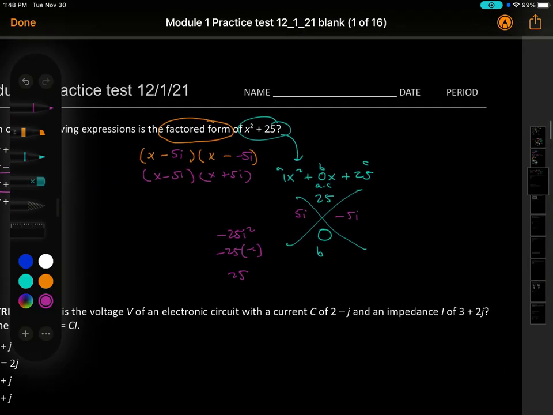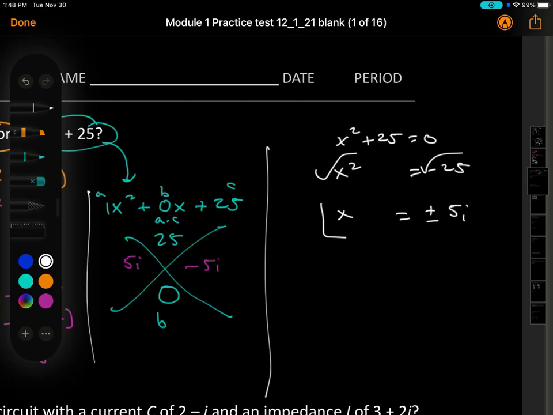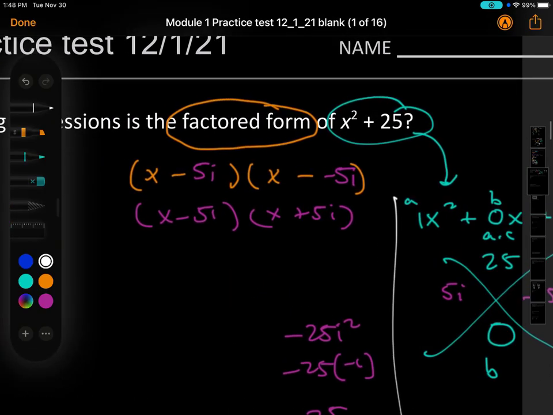A second way of getting the answer, let me use white here, is you just solve this by square root method. So you subtract 25, take the square root, you're going to have x equals plus or minus 5i. And that's the same plus or minus 5i I did here in pink.